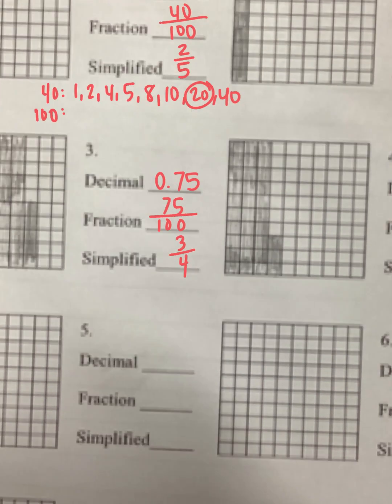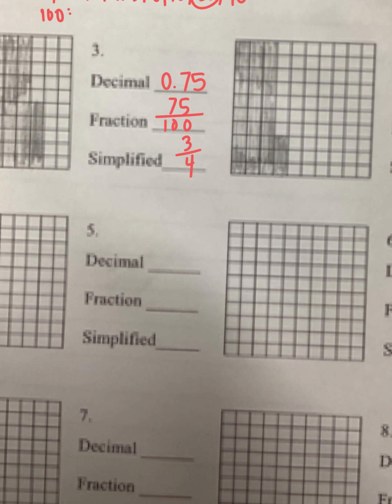Okay. On this one, I'm going to give you a decimal, a fraction, or a reduced fraction, and you are going to shade it and fill in the other blanks. For the first one, you're going to shade in to represent that decimal, write the fraction, and then write the simplified fraction.